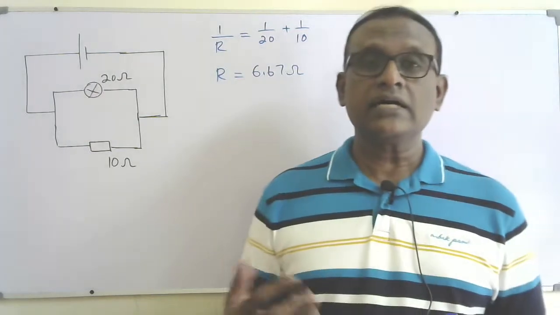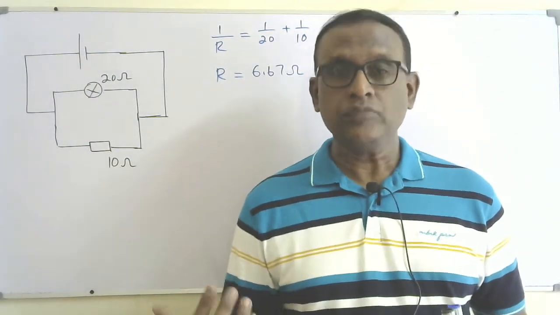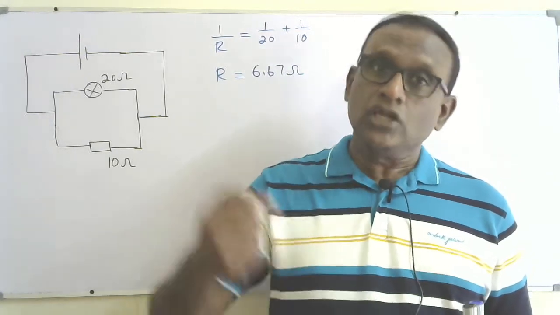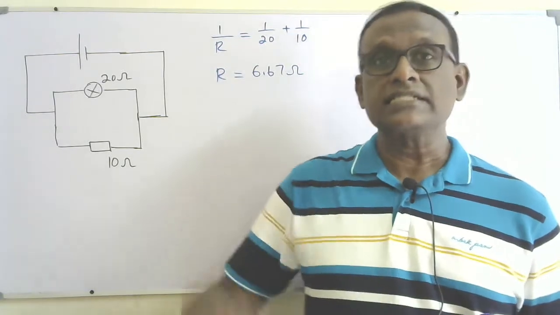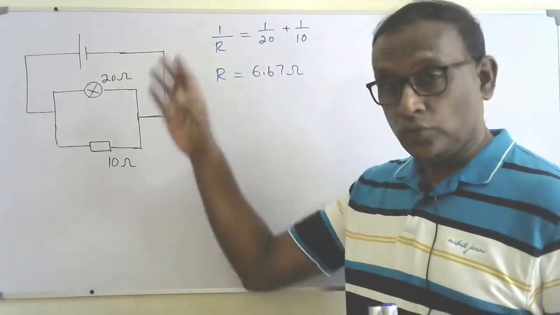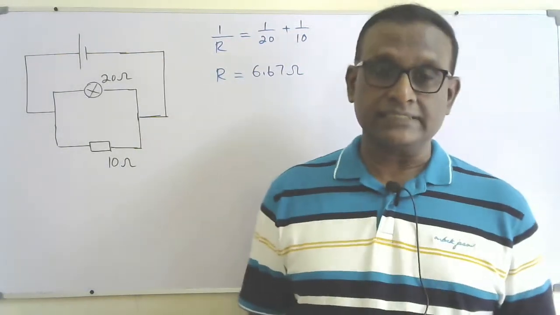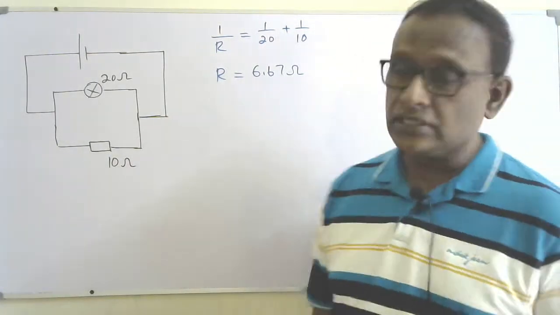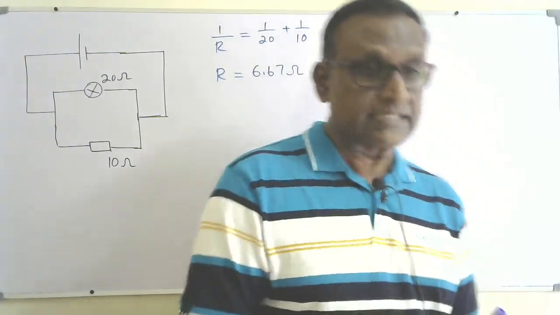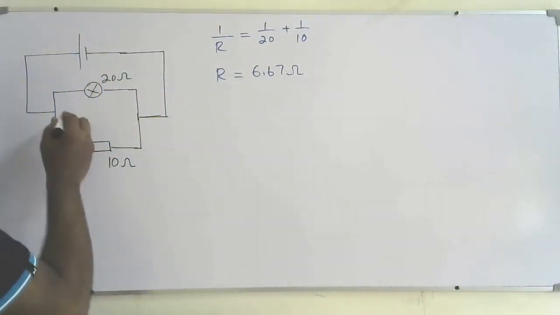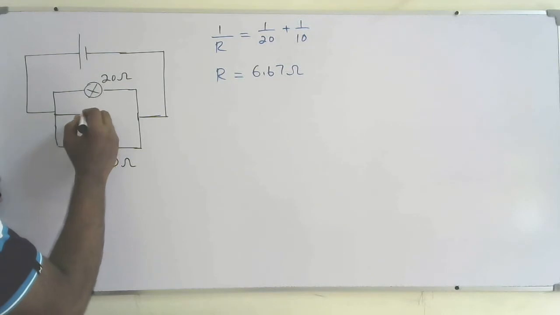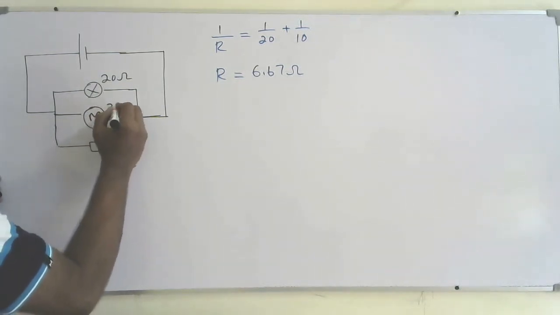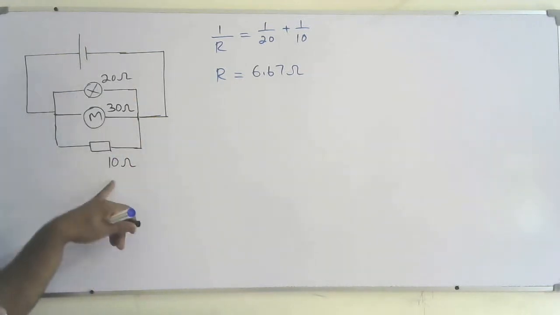When components are connected in parallel among them, the equivalent resistance will become lower than the lowest resistance in the components. So the equivalent resistance will be lower than the lowest. Okay, if I connect one more resistance in parallel, for example, I'm going to connect a motor which has resistance 30 ohms. What will happen to the equivalent resistance now?